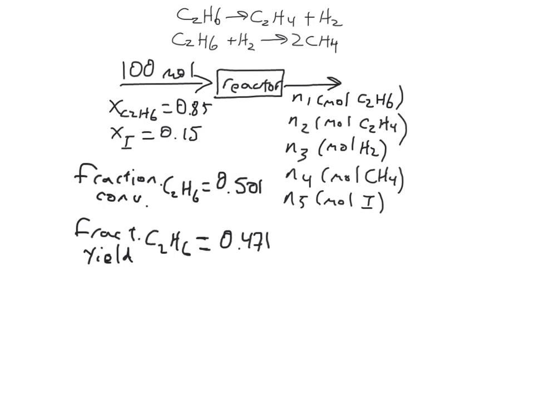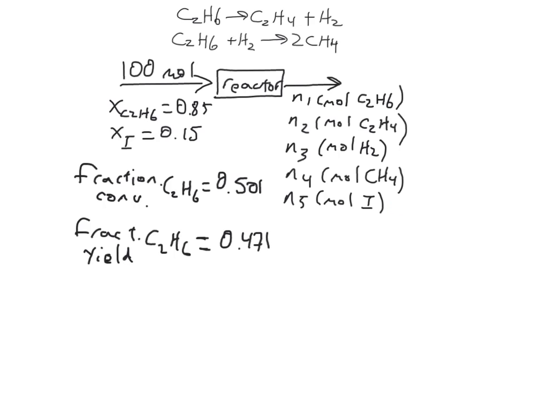Leaving the reactor, we have all sorts of potential species. We have C2H6 if this reaction doesn't go to completion. We have C2H4, which is a product of the first reaction, H2, a product of the first reaction, CH4, a product of the second reaction, and we also have some inerts that may have gone through the reactor without reacting.